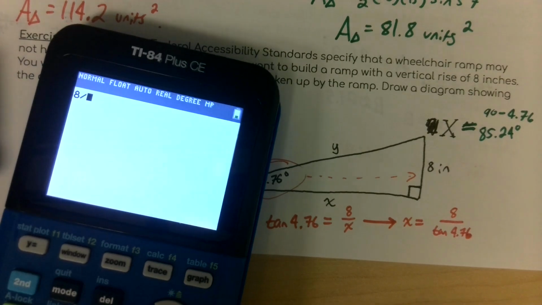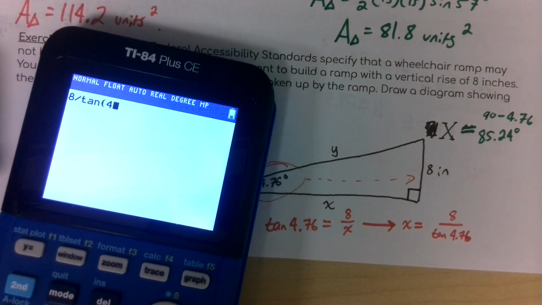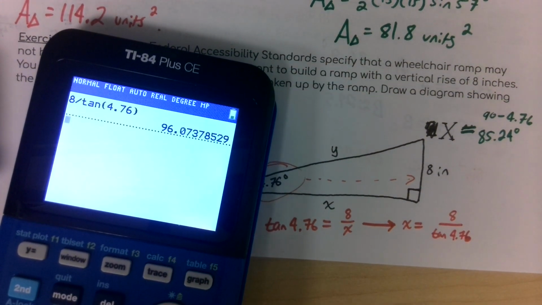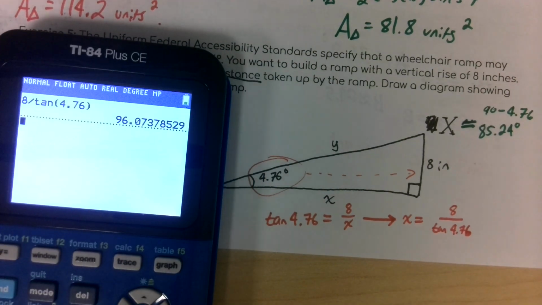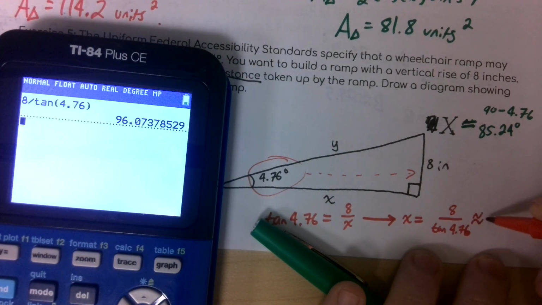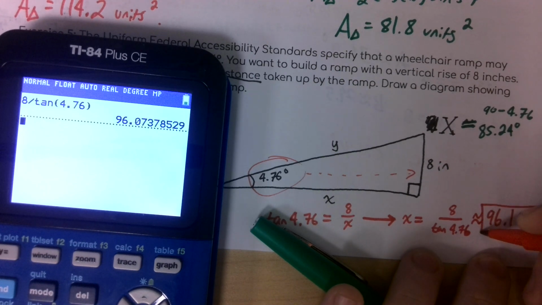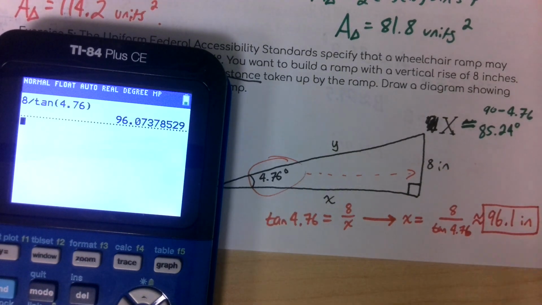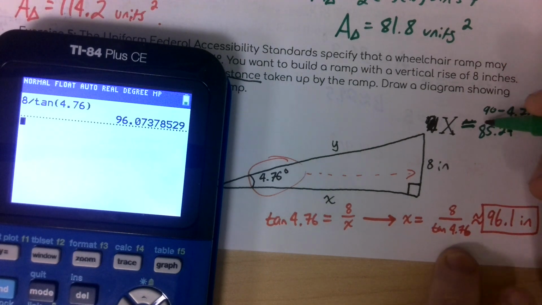So in our calculators, we do 8 divided by the tangent of 4.76 and find a whopping 96-inch long ramp. That is what x is. X should be around 96.1 inches. Cool.